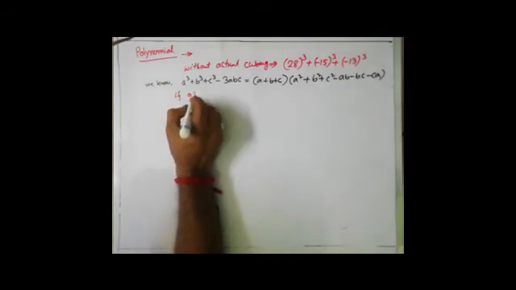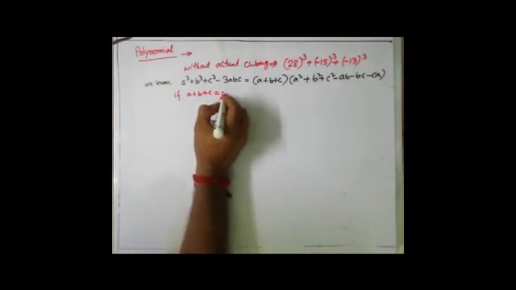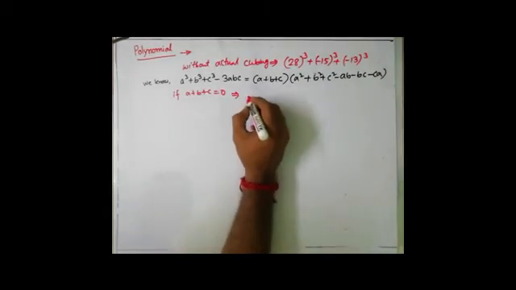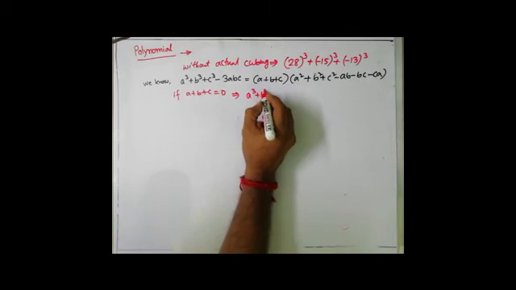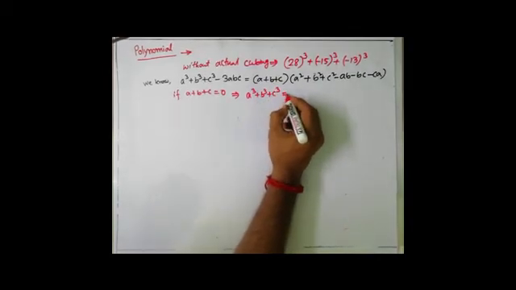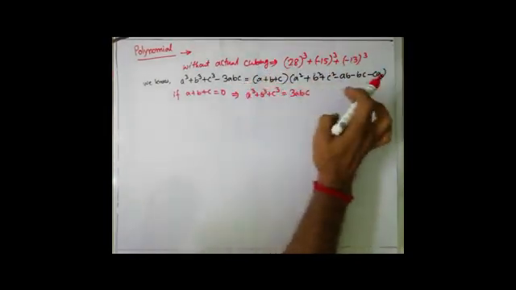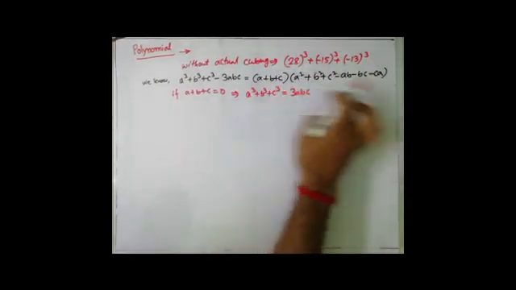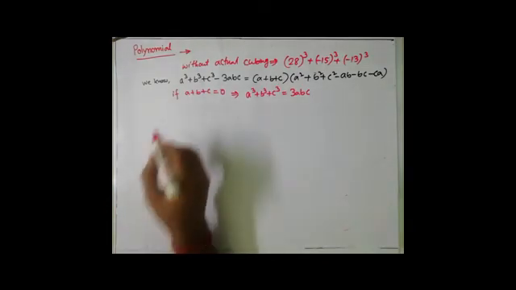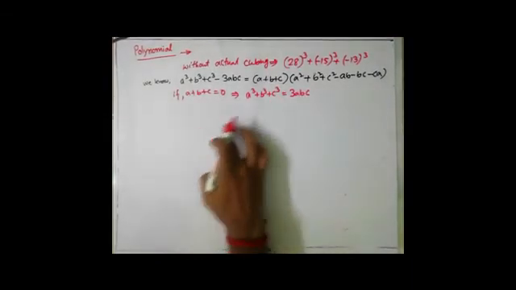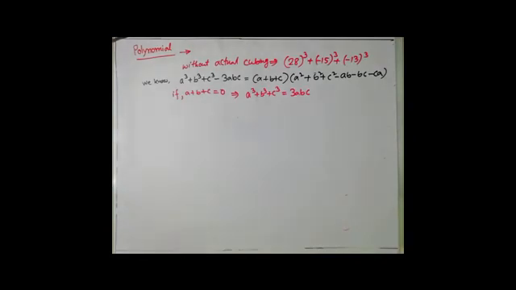If this formula is known to us, a very tricky thing is there. If a plus b plus c is 0, then what happens in the right hand side? Then a cube plus b cube plus c cube is nothing but equal to 3abc, isn't it? Because the whole right hand side will be 0. If this part is 0, then the whole right side will be 0. So that is a very important relation we are getting. If a plus b plus c is 0, then a cube plus b cube plus c cube is equal to 3abc.